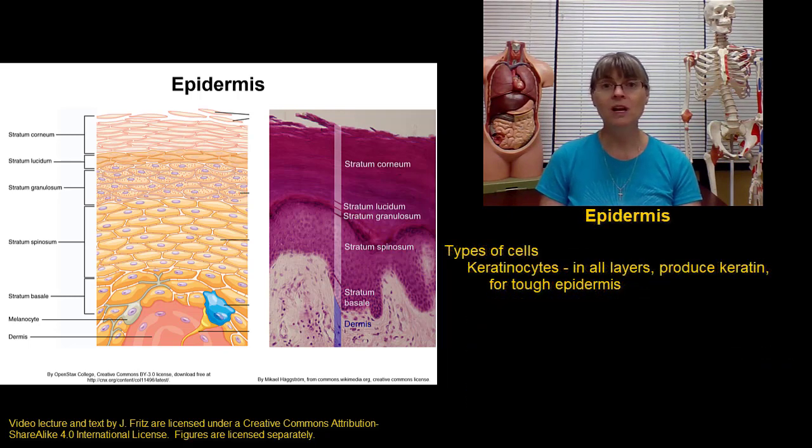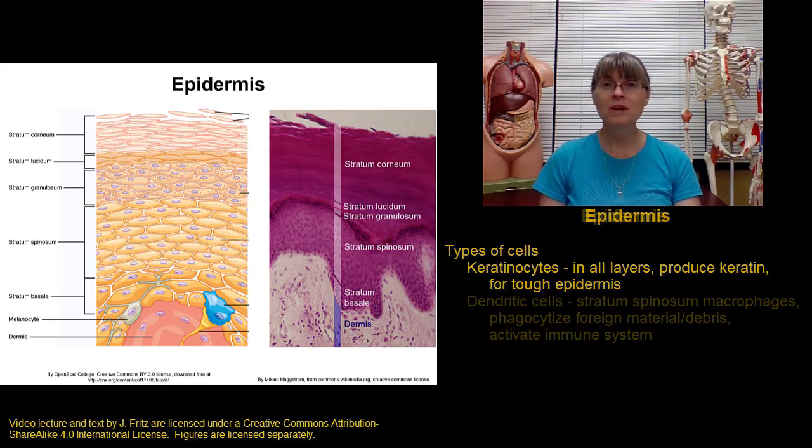Now we know that those layers of keratin are actually what's left behind after the keratinocytes die. As I mentioned before, most of the cells of the epidermis are keratinocytes. We have keratinocytes in all those various layers. And the role of the keratinocytes is to produce keratin, and that keratin provides toughness to this epidermis of the skin. But there are other cells in the epidermis as well that have important roles.